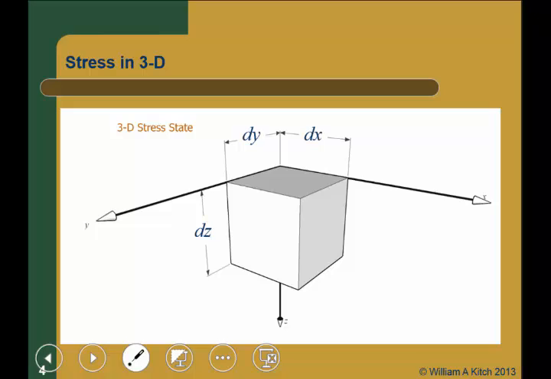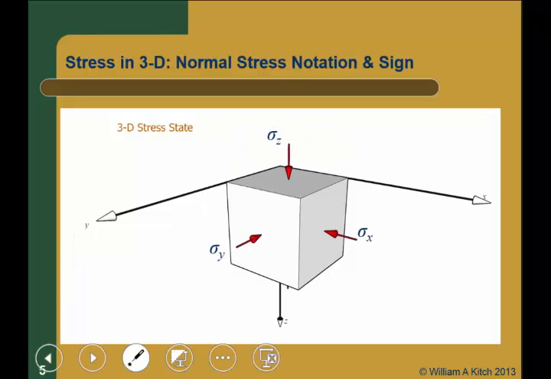So let's just take our elemental cube dx by dy by dz, and there's my axes here. This is the proper way to do things, by the way. Z is always down, right? And if Z is down and you want to have a right-hand system, then this is going to be x and this is going to be y. So this is the sign that we use for stresses: compression is positive, right? Tension is negative.